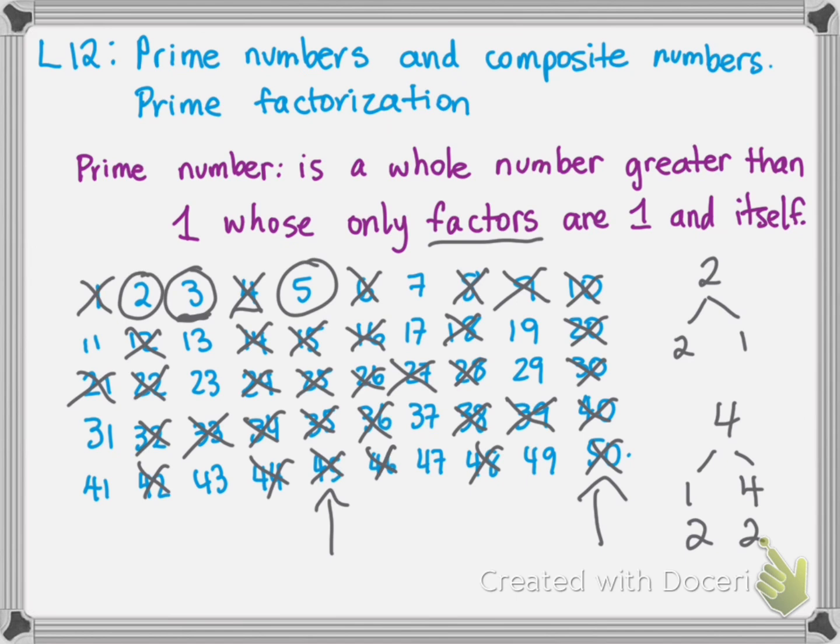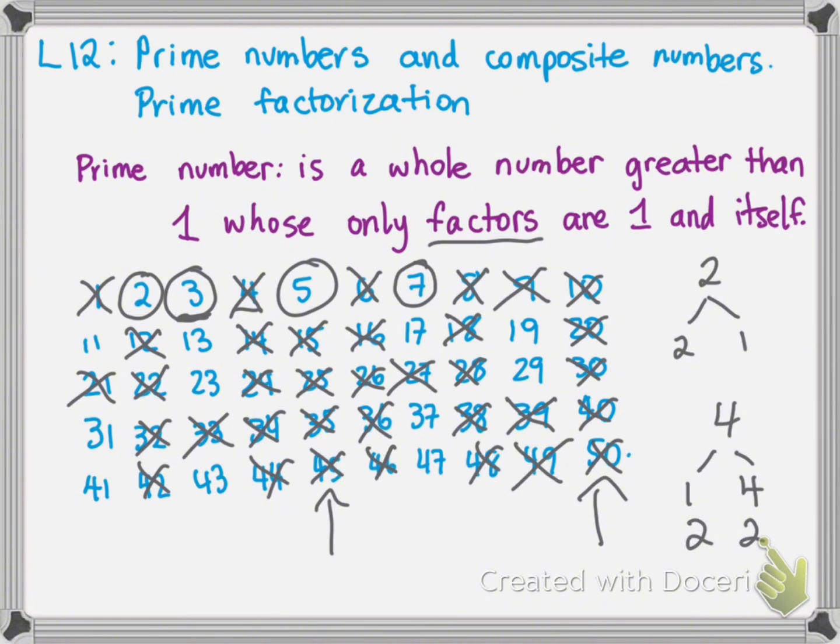Then we have 7. 7 is a prime number because it's only 7 times 1. And then we cancel all of its multiples. 14 is already gone. 21 is already gone. 35 is already gone. 42 is already gone. So the next one will be 49. We need to also cancel it because 49 is 7 times 7.